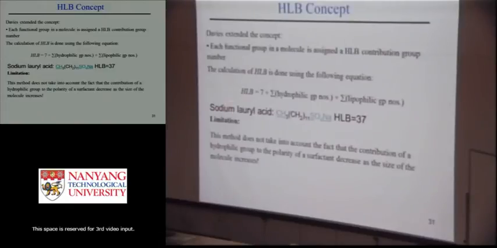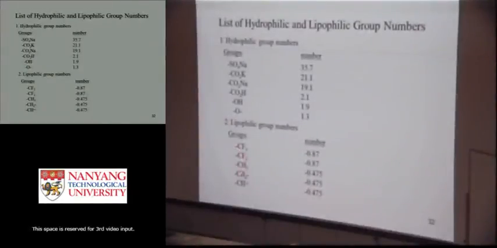In this sodium lauryl acid, there is 1 CH3 group, 11 repeating units of CH2 group, and 1 sodium sulfonate group. And of course, when you calculate, don't forget the 7 right here. So for the CH3 group, in the handbook I can find negative 0.475. The CH2 group is also given right here, the same value. The sodium sulfonate group is given right here, positive.